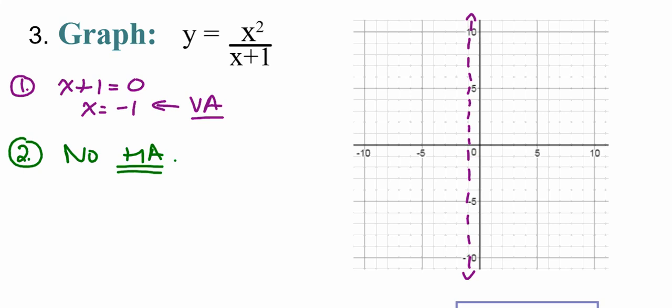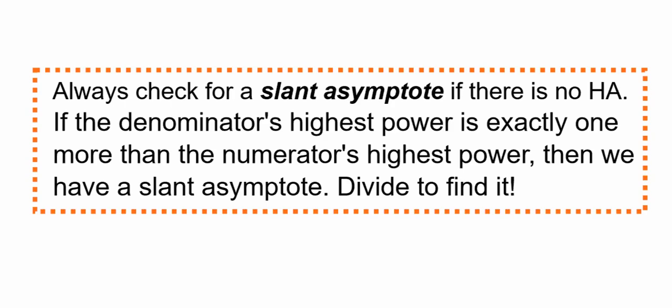Did you even know there was such a thing? We've got vertical asymptotes, we've got horizontal asymptotes, and we have slant asymptotes. And they're just like what you'd think, right? They're at a slant. And so how do we know if we have a slant asymptote? So let's see. Always check for slant asymptotes. If there's no horizontal asymptote, if the denominator's highest power is exactly 1 more than the numerator's highest power, then we have a slant asymptote.